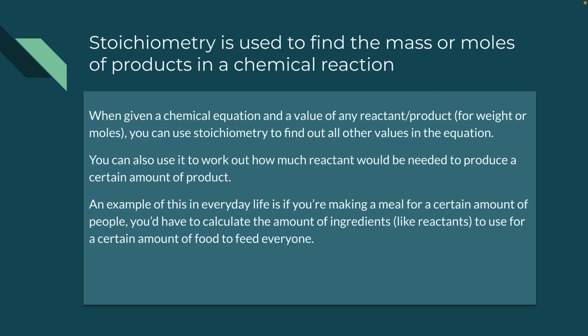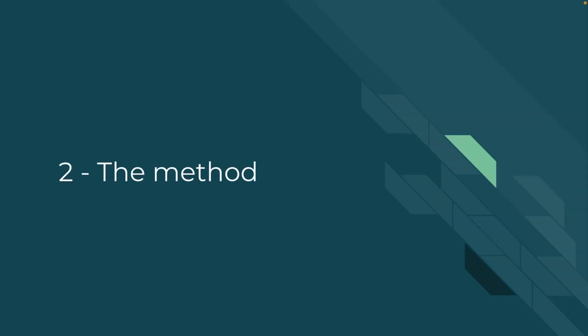An example of this in everyday life would be if you're making a meal for 3 people, but you usually make it for one person, so you need to calculate the amount of ingredients to use to be able to feed everyone. But it's probably easier in real life because you can just times it. It's not quite like in chemistry.